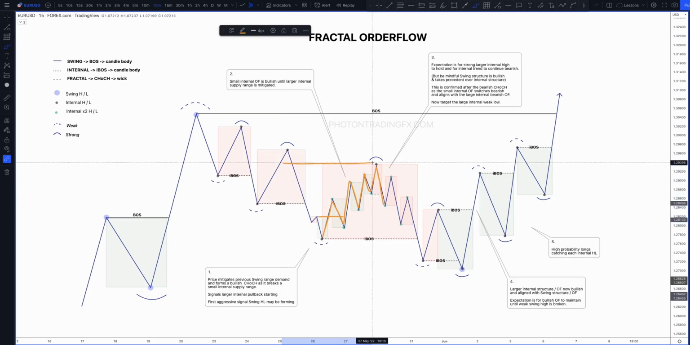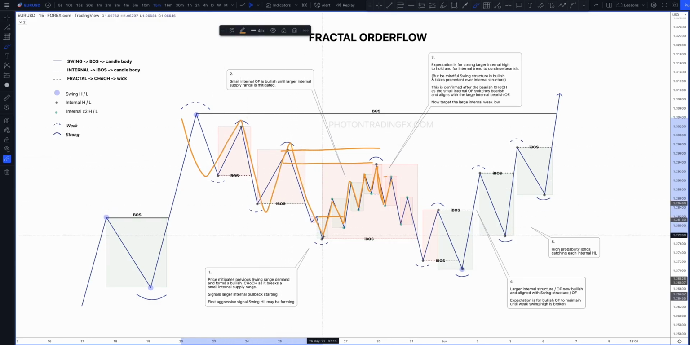And we expect that as price comes in towards that protected larger internal high, that gives us good confirmation that this is in play. Now this becomes a higher probability move if you want to play that next larger internal leg to the downside, because the small internal structure is aligned with the larger internal structure. So we now have small bearish internal order flow, aligned with the overall larger bearish internal order flow, to catch that next movement down.